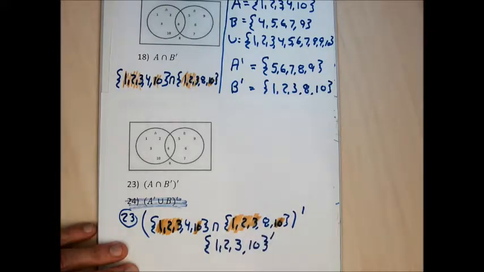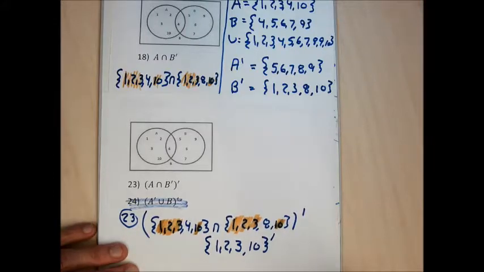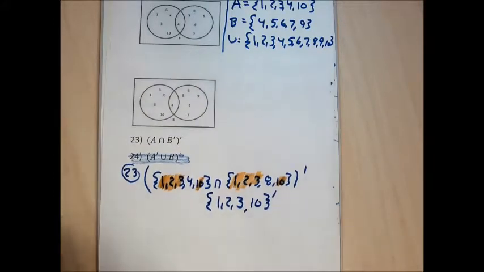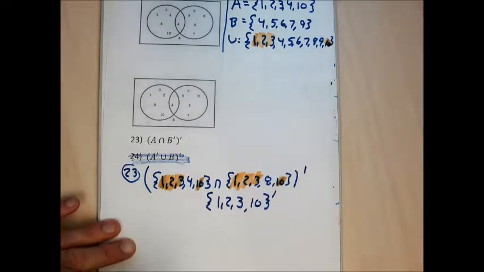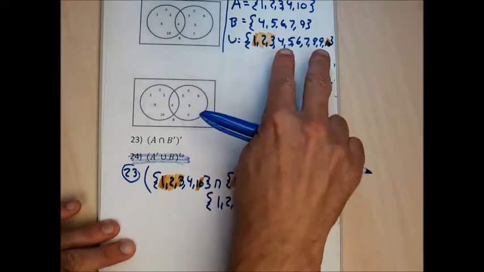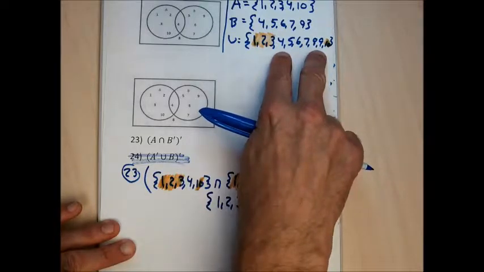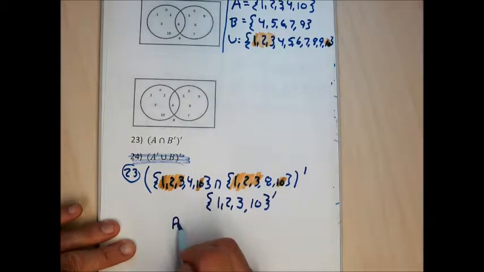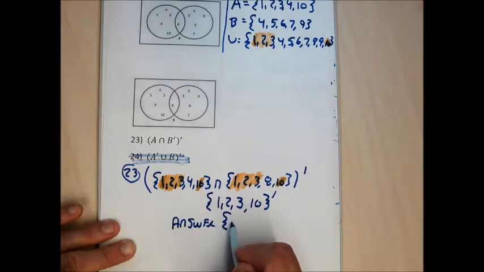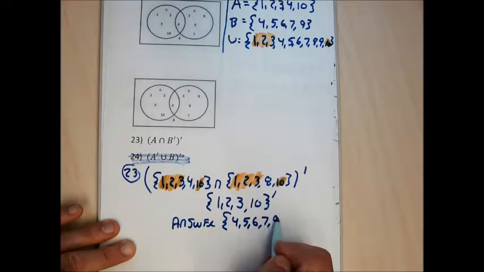Outside of the parentheses, I needed a complement. To complement this, I take the numbers 1, 2, 3, and 10 away from the universal set, and what I have left is the complement, and that's going to be the answer: 4, 5, 6, 7, 8, and 9. So the set that's defined in problem 23 is the set containing the numbers 4, 5, 6, 7, 8, and 9.